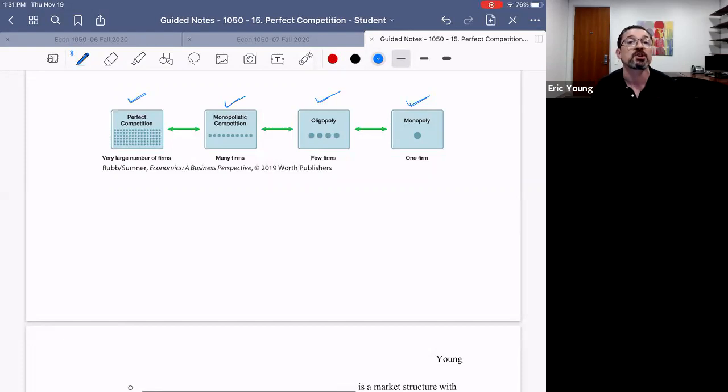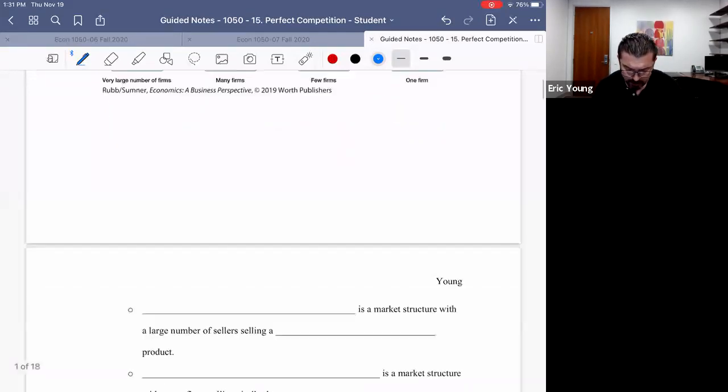But in addition to that, I really want to push you to be able to compare these structures to each other, so that we can determine which is the optimal structure, which is the best structure to maximize economic well-being for society. So you have those four.